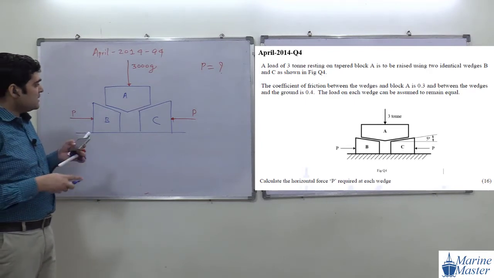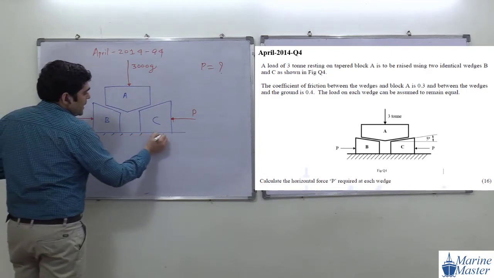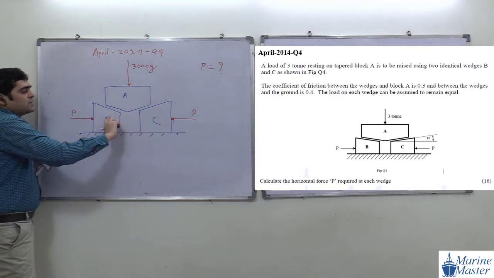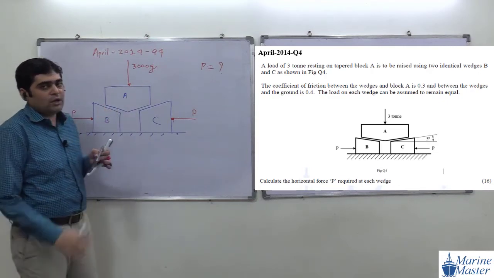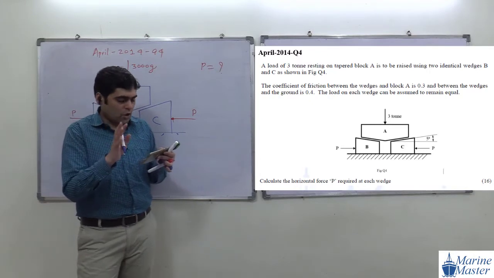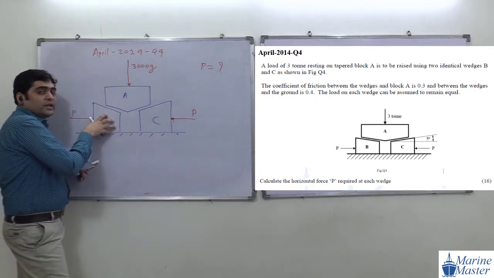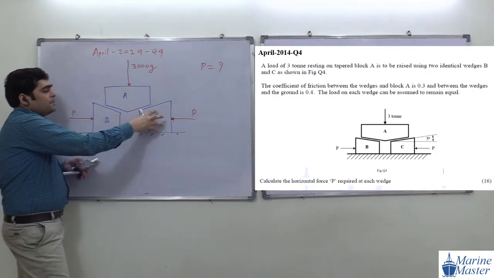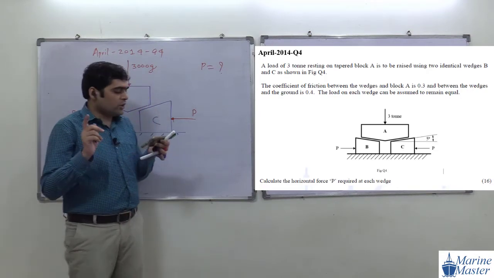Our target in this question is to find P. P is applied on both sides, on wedges B and C. On both wedges we have an equal load. The load is distributed equally, meaning 50% of the load is taken by wedge B and 50% of the load is taken by wedge C. So you got the target.